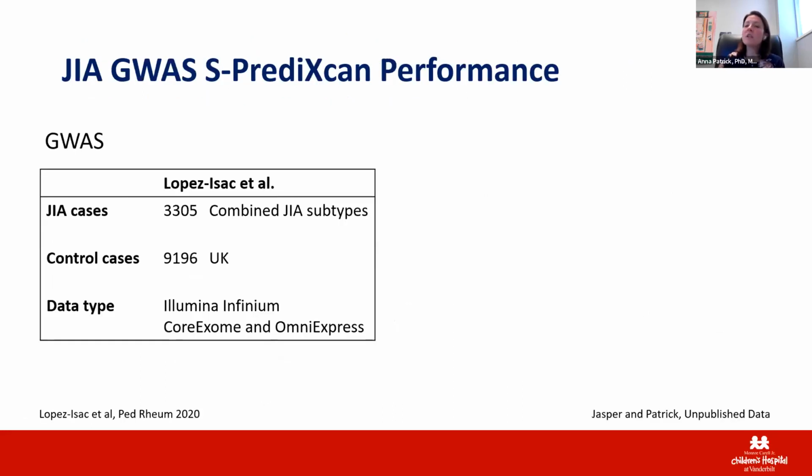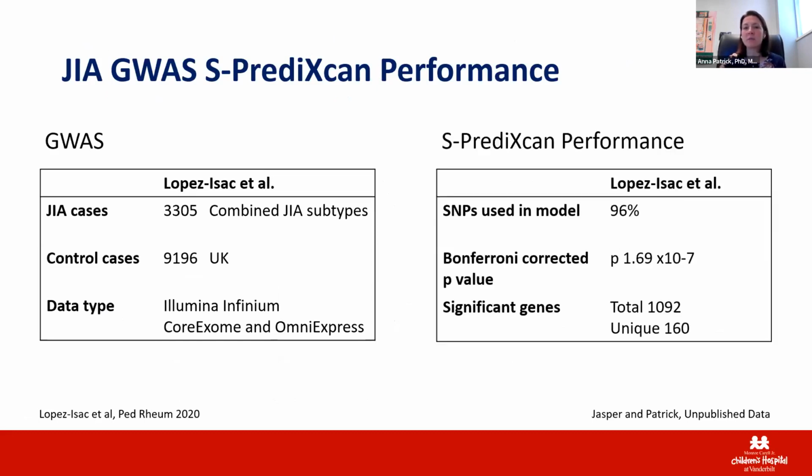So here I'm focusing on a GWAS study that used a high quality JI cohort, which came from the United Kingdom. In this study, there were around 3,300 JI cases. These are a combination of all the JI subtypes, and then around 9,100 control cases, all that came from the UK population. And then the data type are the platforms they used to identify the SNPs. So we then performed S-PrediXcan on the summary statistics from this study.